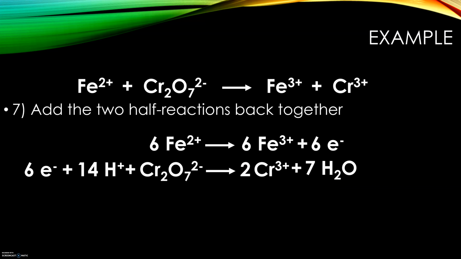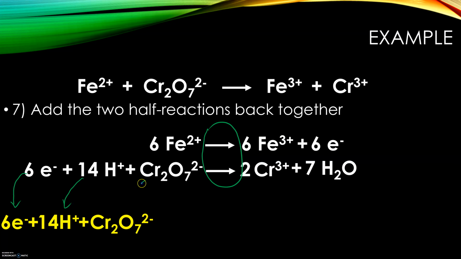Step 7. Add the 2 half reactions back together. So remember, the yield arrow separates the reactants and the products. Whatever's on the reactant side, we combine them all together. So we have 6 electrons, that comes from right here, and the 14 hydrogen ions. And then we have our dichromate ion, and then we have our iron 2+ right here. And then our yield arrow comes along.